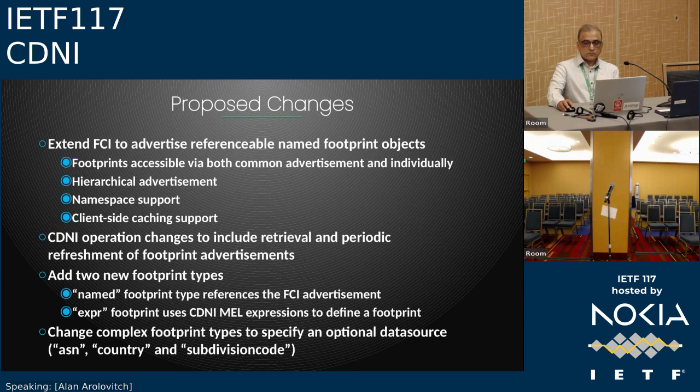So the changes that we're proposing: FCI is already the natural home, so we want to extend FCI to add more API methods to allow advertising of footprints separately from capabilities. Such advertisement could be done jointly, so we can scrape and get all footprints, but also potentially query individual footprints, because maybe you as a UCDN are not interested in all the footprints. You only want one. That hierarchy should be supported. There is a clear requirement for building a hierarchy there.